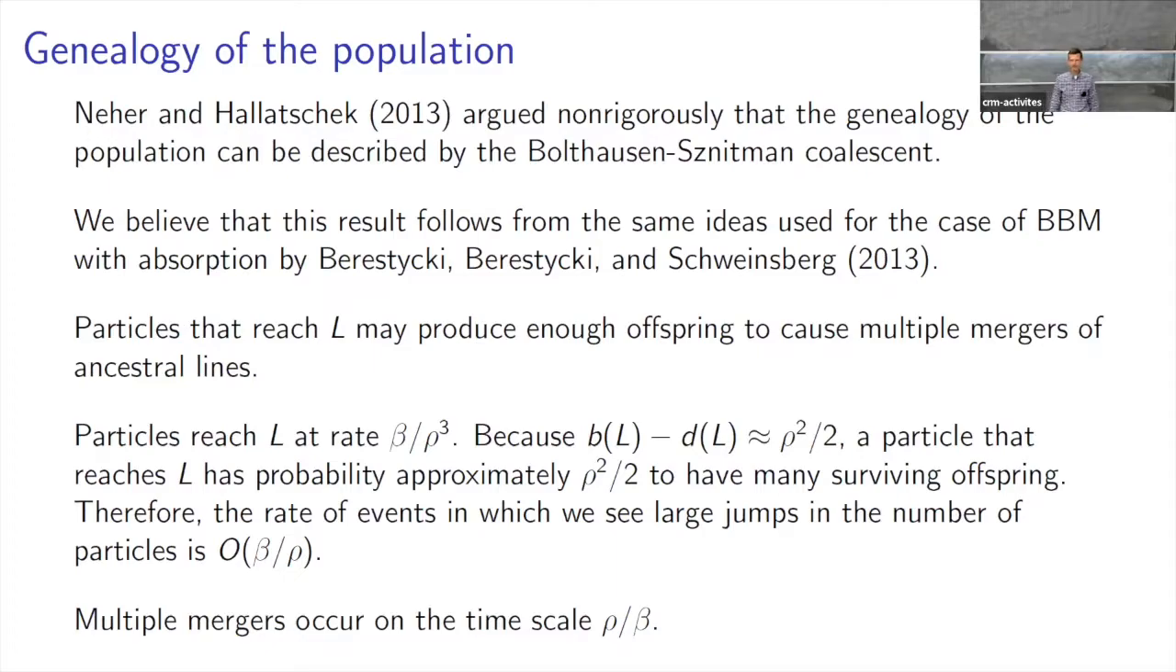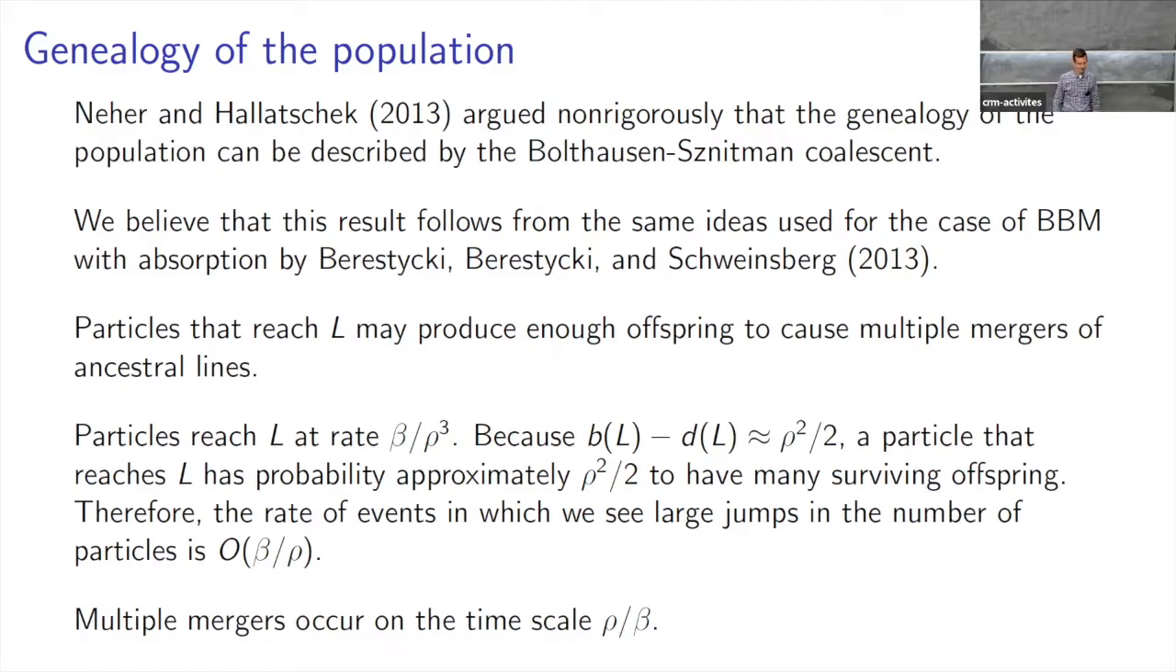And the idea, as before, is that the particles that drift unusually far to the right and get close to the level L may produce a sufficiently large number of offspring that those offspring eventually constitute a substantial fraction of the entire population. And as a result, that could lead to multiple mergers of ancestral lines when we follow ancestral lines backwards in time.